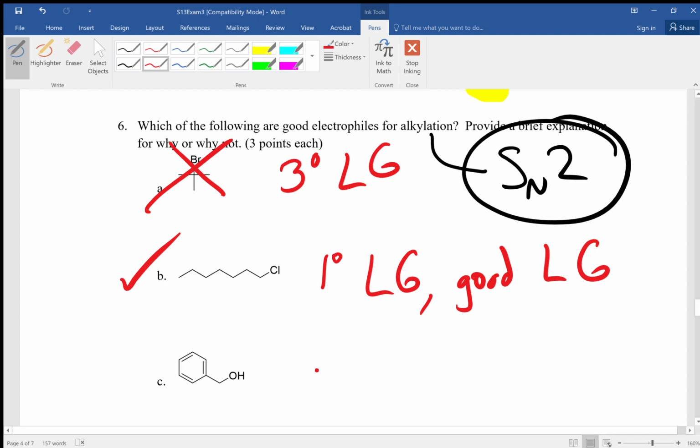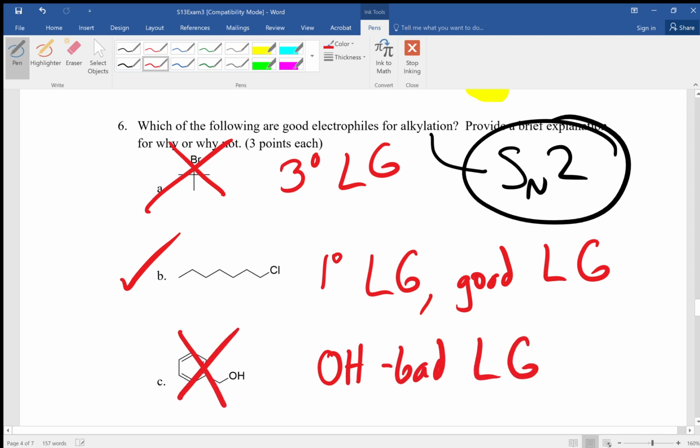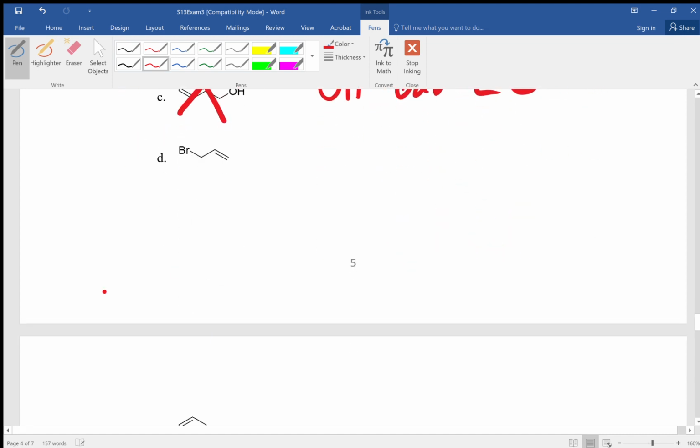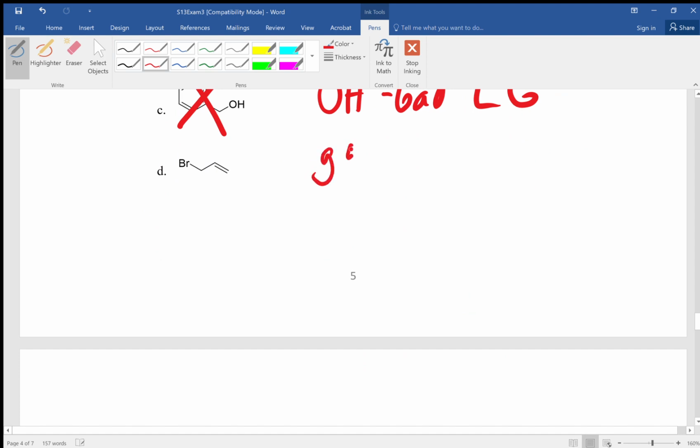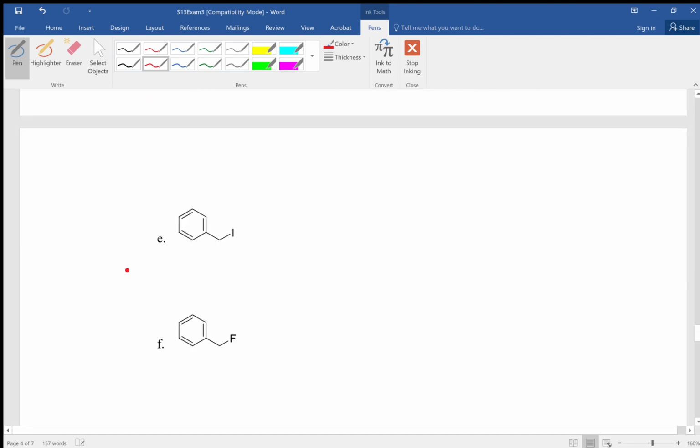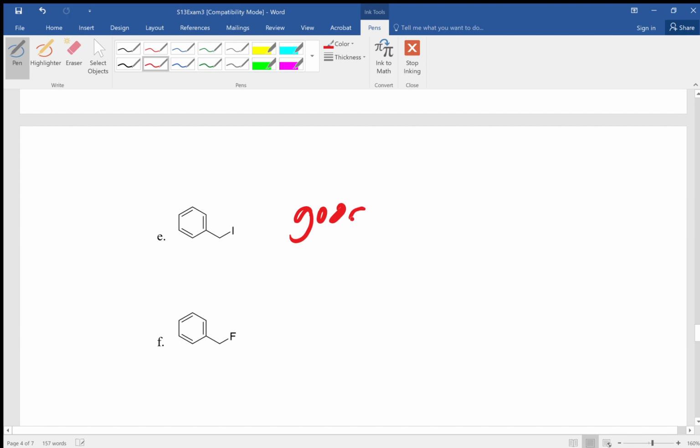Part C, we have an OH. We know that in general OH is a bad leaving group, and so this one will not work well. Part D, good leaving group. Primary leaving group, very good for alkylation, good for SN2. Same thing with E, again, good leaving group. Primary leaving group will work well.